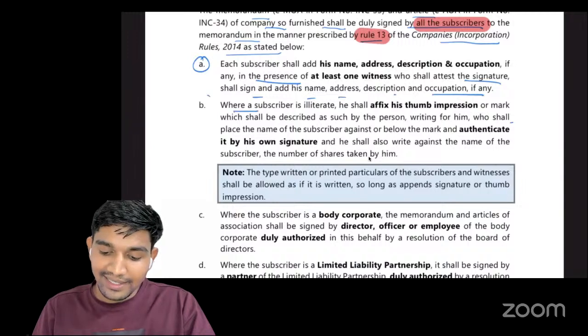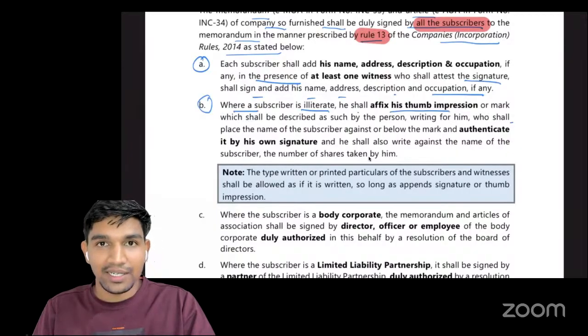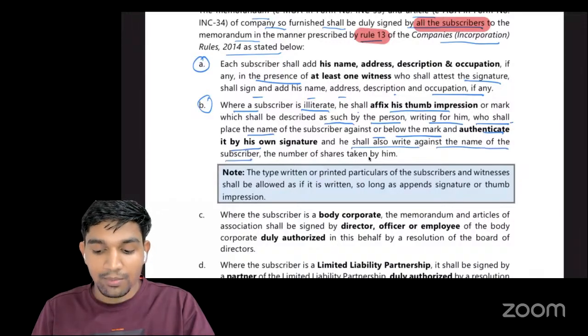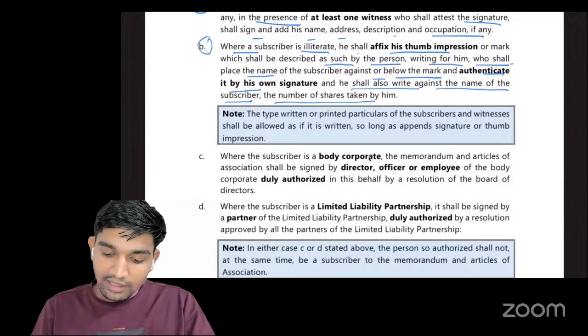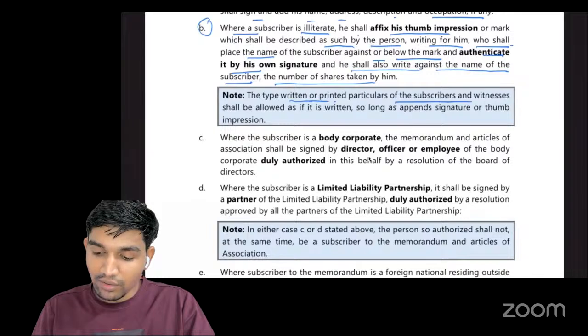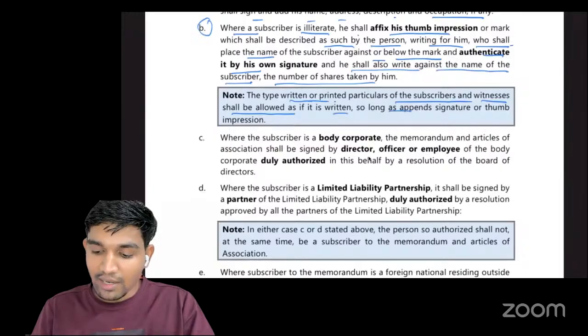Where a subscriber is illiterate, he shall affix the thumb impression or mark which shall be described as such by the person writing for him, who shall place the name of the subscriber against or below the mark and authenticate it by his own signature, and he shall also write against the name of the subscriber the number of shares taken by him. The typewritten or printed particulars of the subscribers and witnesses shall be allowed as if written, so long as each appends signature or thumb impression.